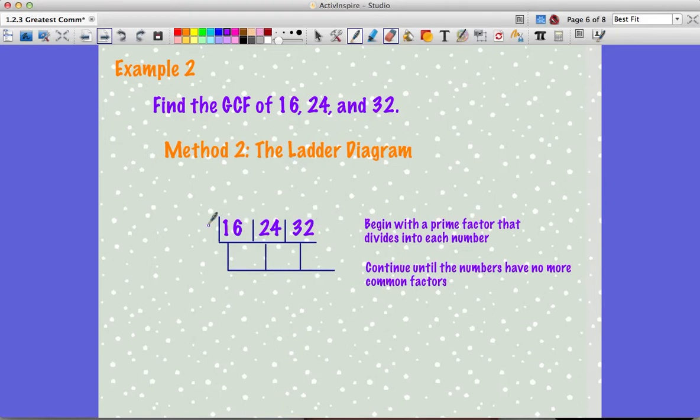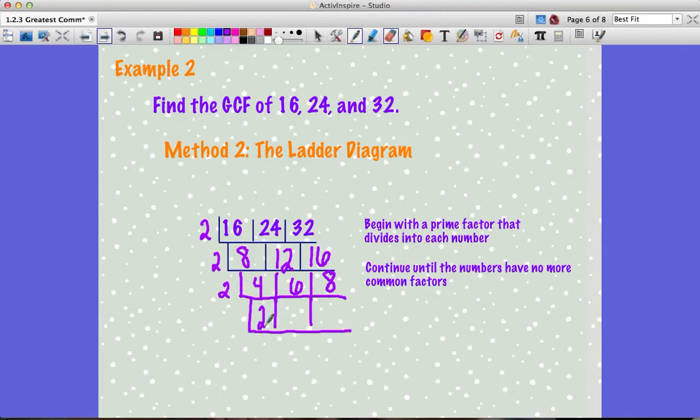All right, so since they're all even, I like to just start with 2, make it easy on myself. 16 divided by 2 is 8. 24 divided by 2 is 12. 32 divided by 2 is 16. Each of these can be divided by 2. 8 divided by 2 is 4. 12 divided by 2 is 6. 16 divided by 2 is 8. All of these can be divided by 2.